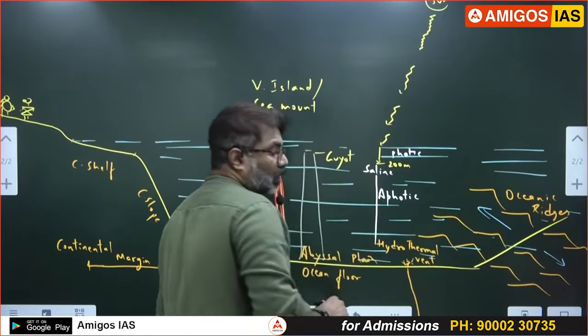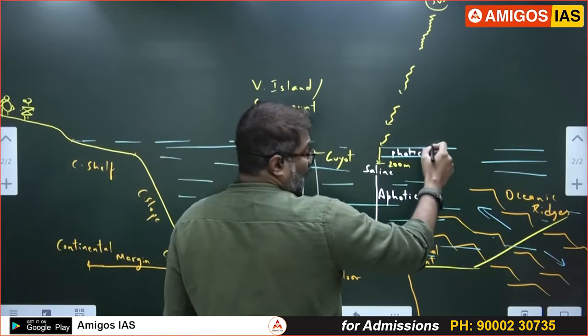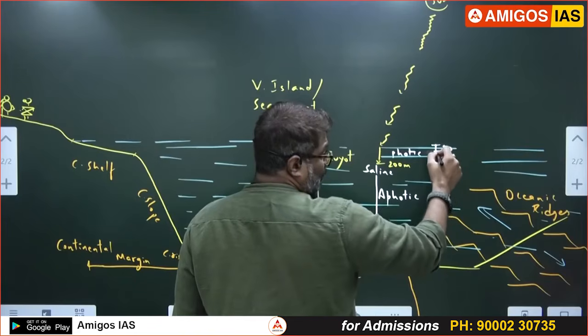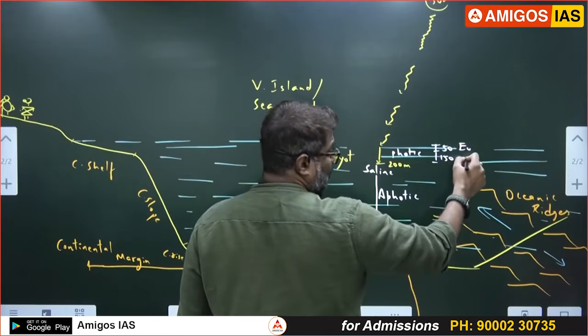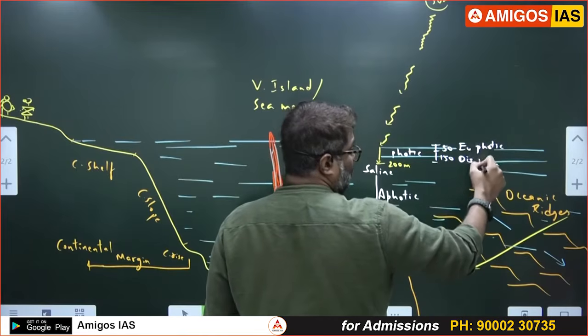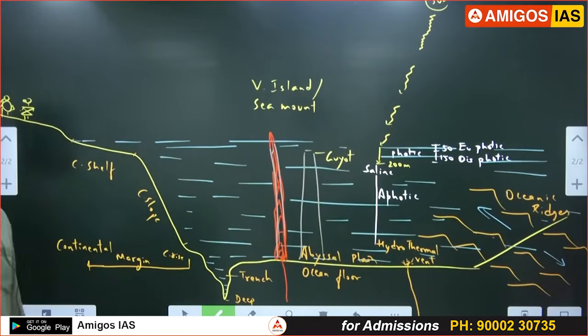Is it clear? Aphotic, photic. Photic is the upper part of the water. In that, the upper 50 meters is more clear. The next 150 meters is blurred. So euphotic, dysphotic. Photic has two portions, euphotic and dysphotic. What is euphotic? The very clear zone of the water, 50 meters. The blurred remaining portion is called dysphotic, the upper part. Below that is completely dark, the dark zone.